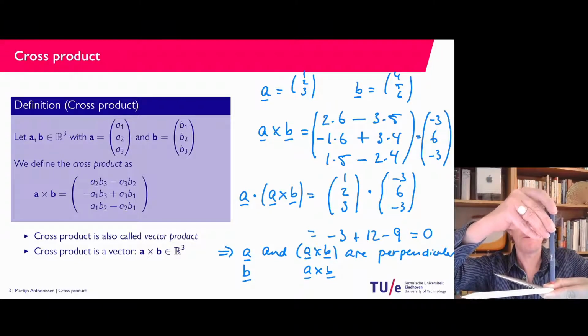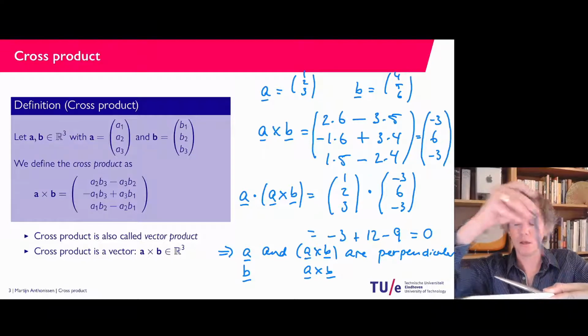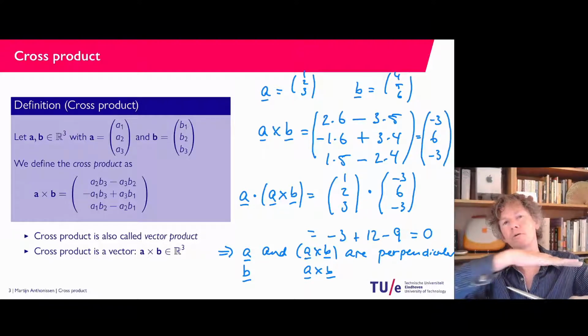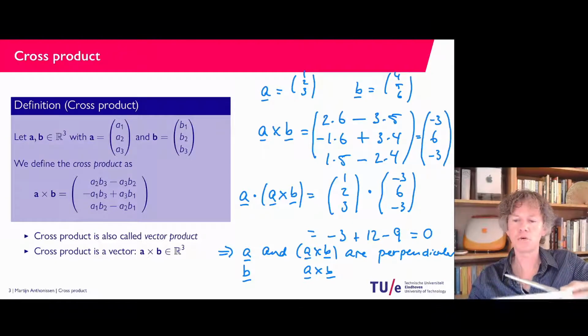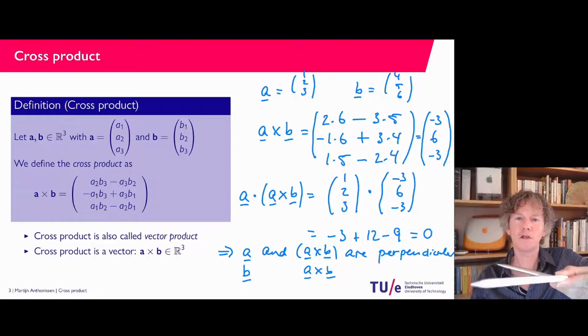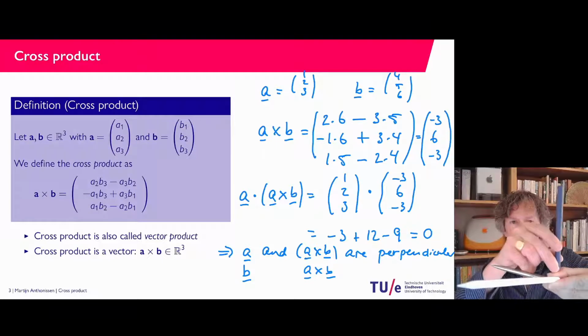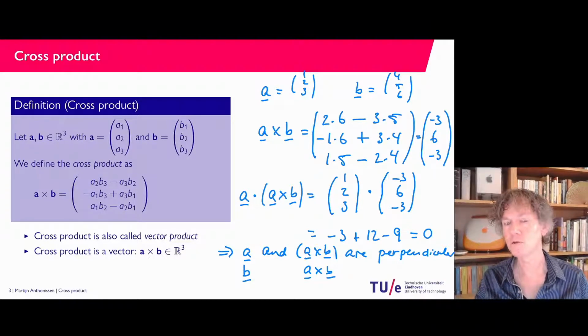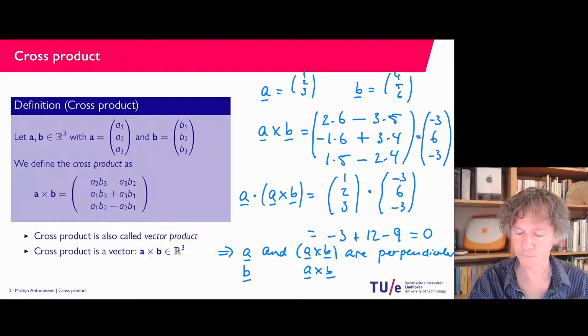So if you have a little bit of visualization powers, if you have vectors A and B, then they span a plane. There is a plane that goes through these two vectors. And what you create with A cross B is a vector that is perpendicular to the whole plane, to every vector in this plane. And we will be using that in what follows.